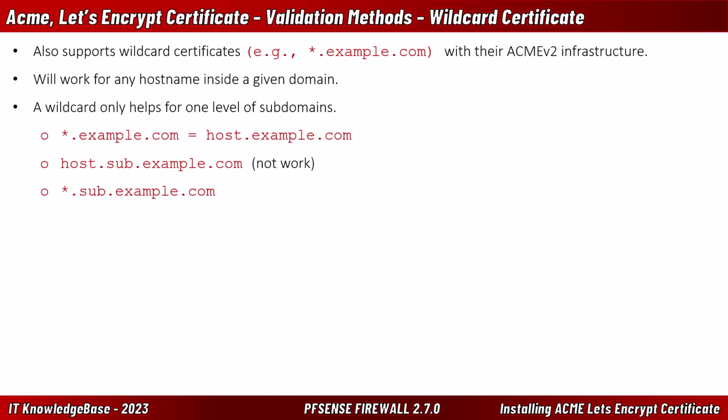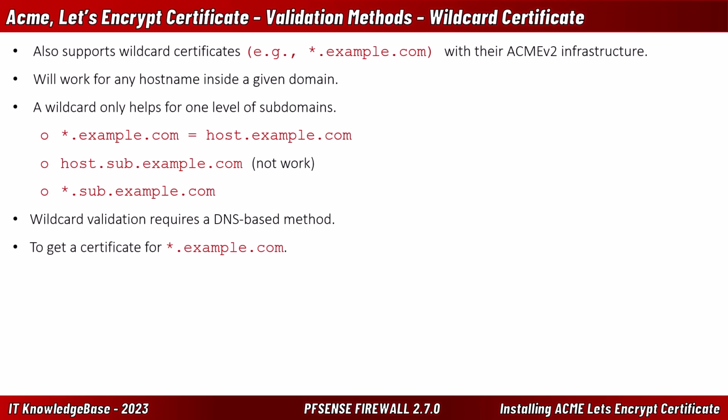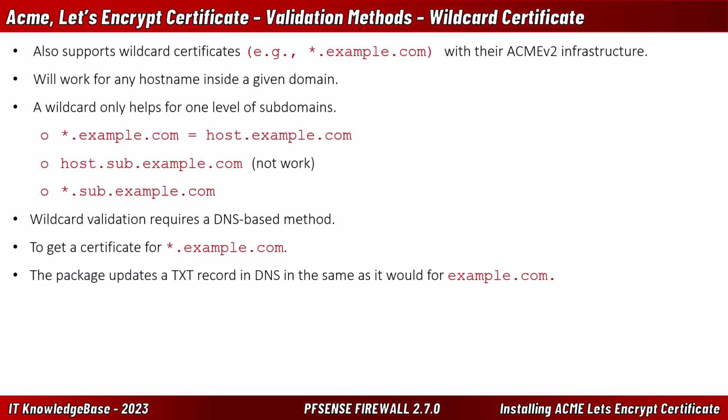*.sub.example.com. Wildcard validation requires a DNS-based method and works similarly to validating a regular domain. For example, to get a certificate for *.example.com, the package updates a TXT record in DNS the same as it would for example.com, which means the DNS record and potentially key name would be like this for _acme-challenge.example.com. To obtain a wildcard certificate, follow the same procedures as other DNS validation methods with the following differences.